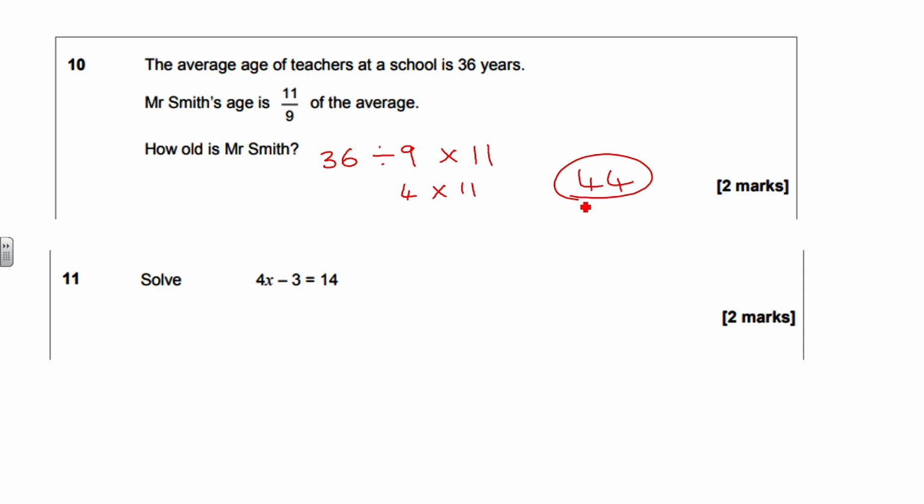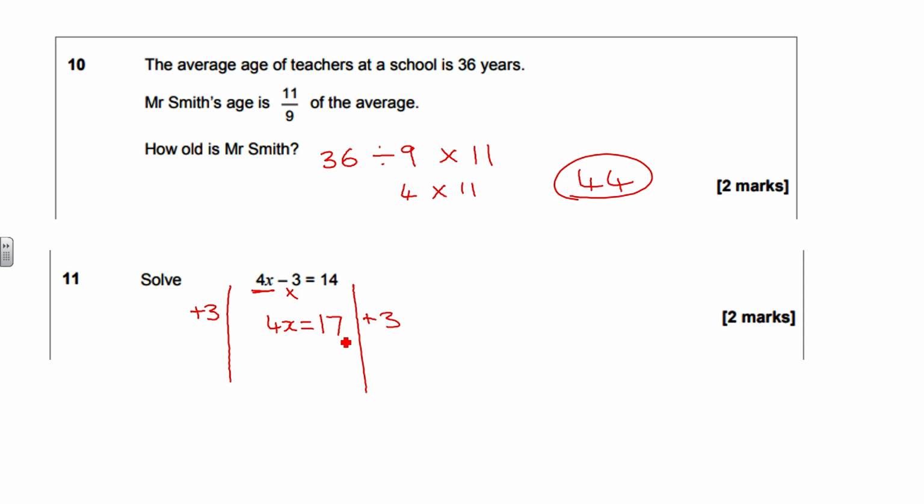Now, the next question requires that we solve an equation. A couple of different ways to do this. I think I'm going to go with the lovely tried and true balancing method. So I'm aiming to get these x's on my own, so the first thing I'm going to do is add 3, as that will remove the minus 3 that's here. I of course have to balance that on the other side of the equation. So 14 plus 3 is 17.